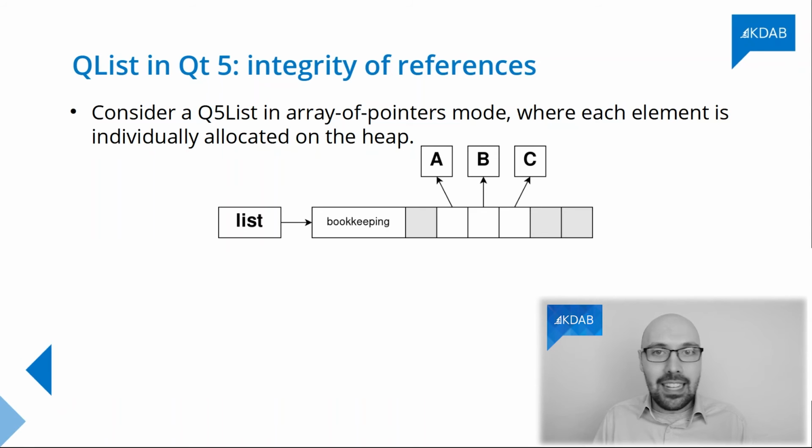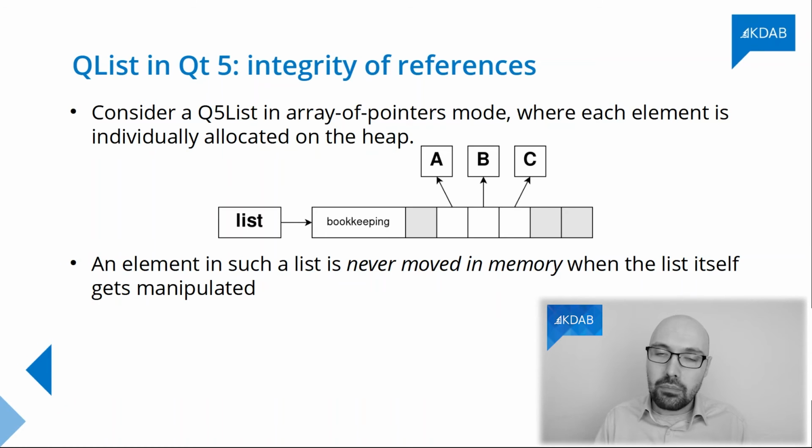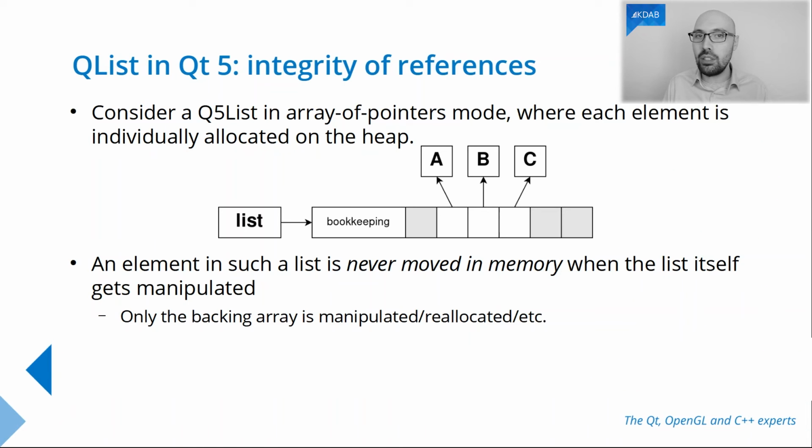A side effect, or a corollary, of this particular construction in memory is this. Your elements, A, B, C, once they are inside the list, and kept alive of course by the list, are never again moved around in memory. What happens if you have that list and you insert some extra element? Then you're going to shuffle the pointers, you're going to modify the backing array, but the elements themselves don't move. They're individually heap allocated. What's going to move is the pointers to them.